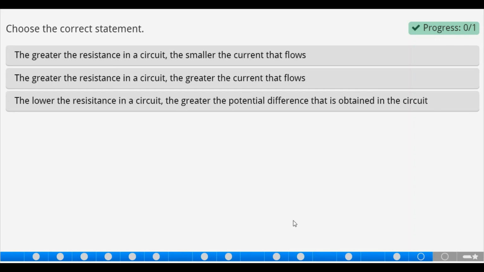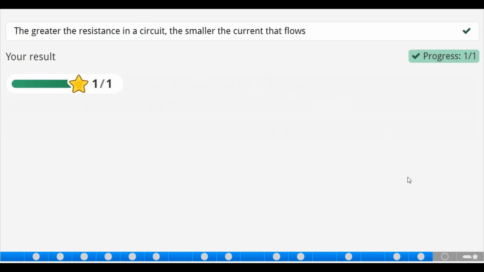Let's look at the next statement. The greater the resistance in a circuit, the greater the current that flows. It's like saying that resistance and current are directly proportional. No, that is not possible. The lower the resistance in a circuit, the greater the potential difference that is obtained in that circuit. No, as when resistance is higher, voltage will always be higher, because they are directly proportional. So our best option will be that the greater the resistance, the smaller the current that flows.